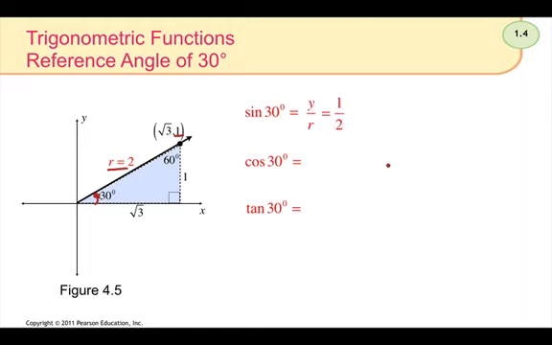Cosine of 30 is going to be the x value over the radius. So it's radical 3 over 2. And then the last one, tangent of 30, is y over the x value, which gives me 1 over radical 3. I rationalize, and I end up with the following.